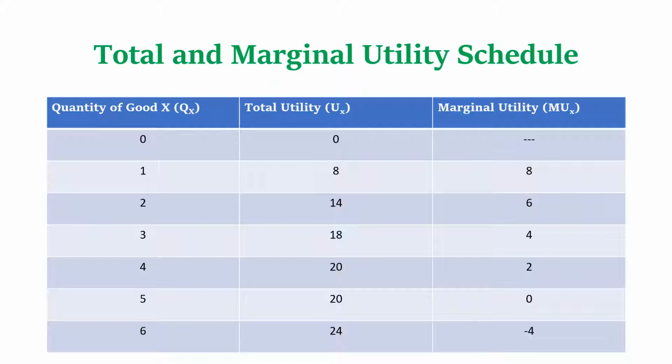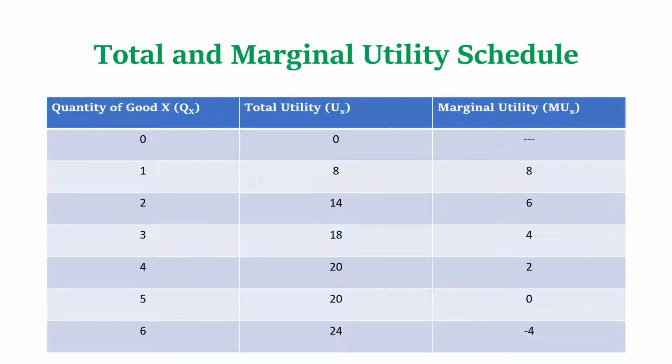If the consumer decides to buy 1 unit, let's say, for example, a hamburger, then he derives 8 utils of satisfaction from the consumption of that. But what happens here? The marginal utility is also 8, because delta U is 8 minus 0, and delta X is 1 minus 0. So delta U over delta X is 8 minus 0 divided by 1 minus 0. The answer is 8. That's why we have a marginal utility of 8.